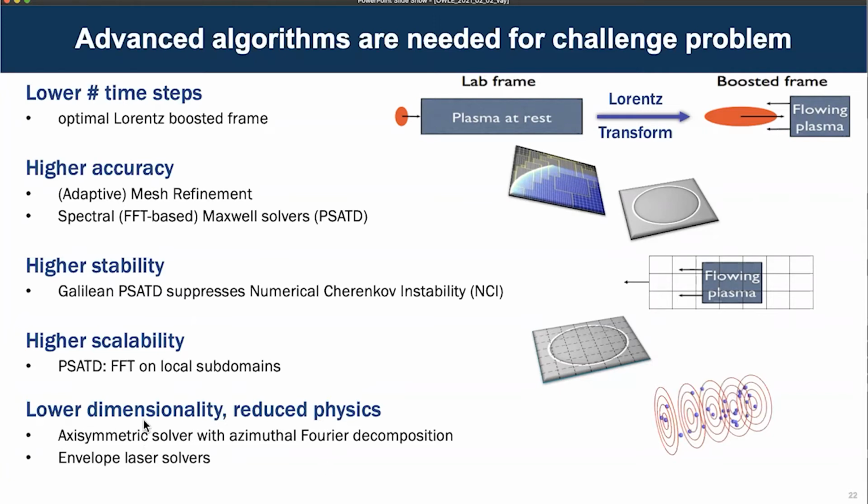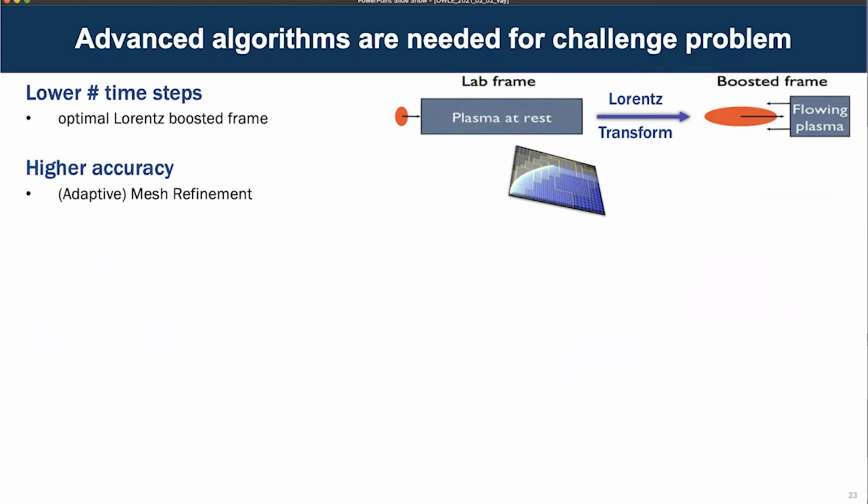And for lower dimensionality and reduced physics, we also have options for axisymmetric solvers with azimuthal Fourier decomposition. And we also plan to add an envelope laser solver to the mix. So back to the high accuracy with adaptive mesh refinement.